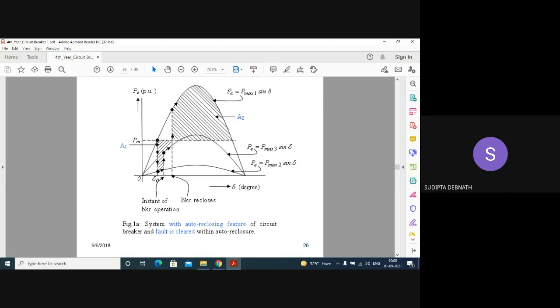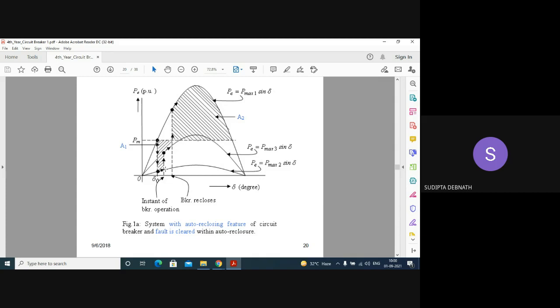So ultimately the point will shift to the original curve. Again, I am repeating the fault. The system was operating along this curve. The fault has occurred here, so the system will now operate along this curve. When it was in this position, when the power was in this position, then what happens?